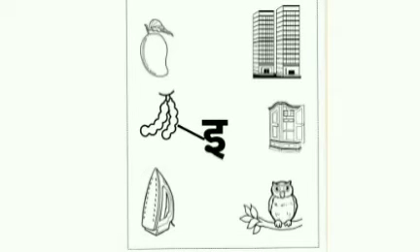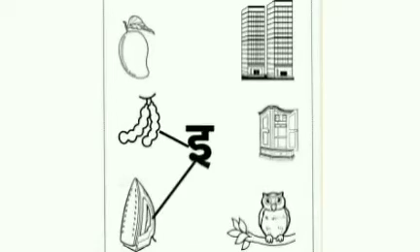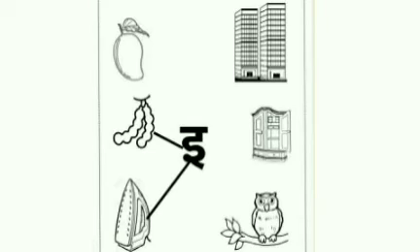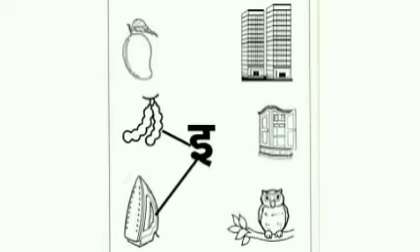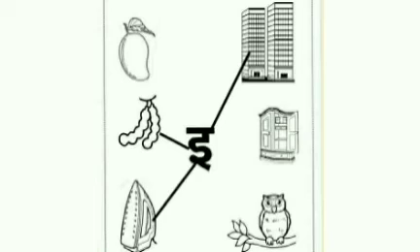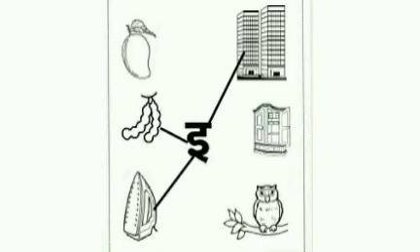E say istri also, you will match with Swar E. U say ullu, you will not match as it starts with Swar U. A say almari also, you will not match as it starts with Swar A. E say imarat, you will match with Swar E as it starts with Swar E.